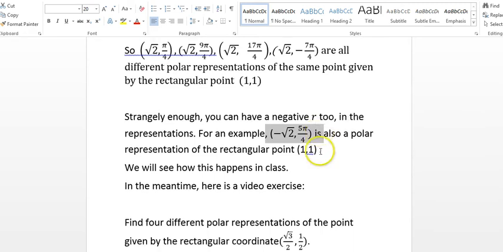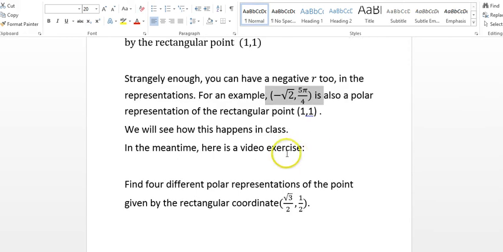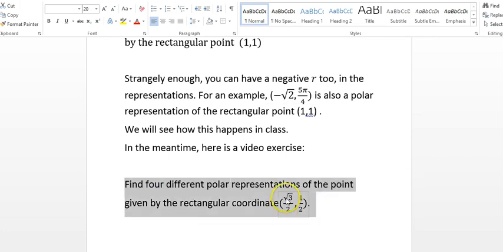In the meantime, here is a video exercise for you. Find 4 different polar representations of the point given by the rectangular coordinate. Like I did before, first find r and theta to get one pair, and then by going clockwise and anti-clockwise find the other pairs.